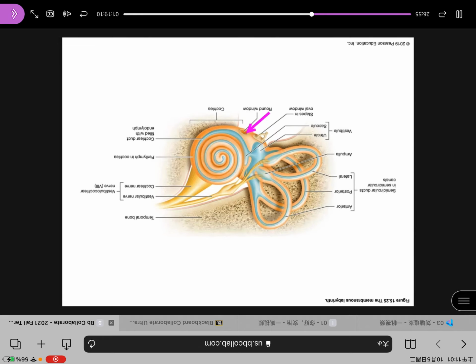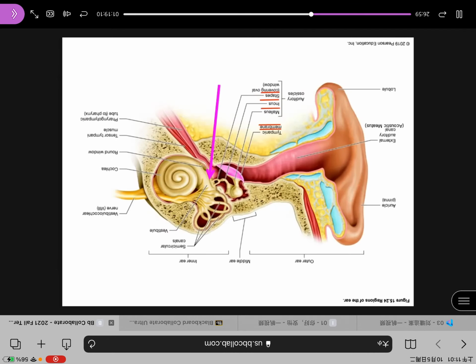Now, before we move on to the inner ear, I want to go back to my ear diagram once again. There we can see the oval window, and there's also a representation here of the round window. Now, the round window, by the way, is not covered by any bone. It's not covered by a bone, but there's a very thin membrane that covers it.